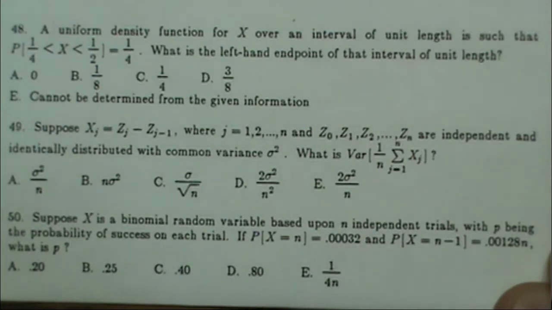Number 49. Suppose xj is equal to zj minus z(j-1), where j goes from 1 to n, and z sub 0 through z sub n are independent and identically distributed with common variance sigma squared. What is the variance of 1 divided by n times the sum of the xi?